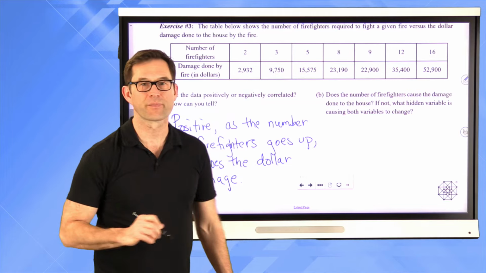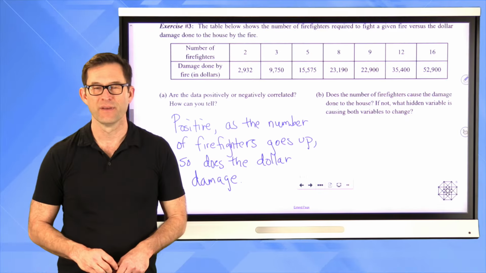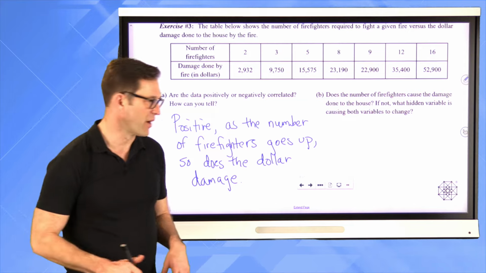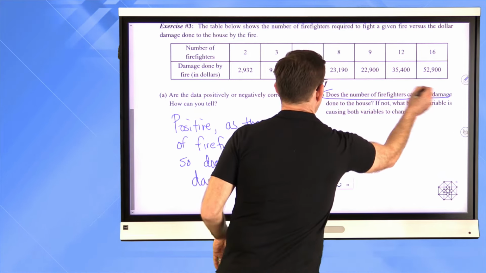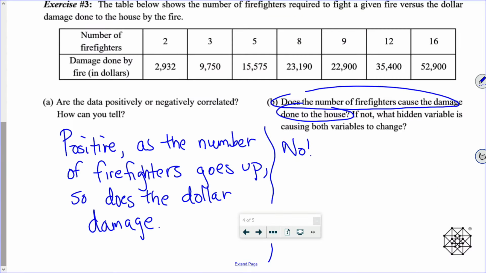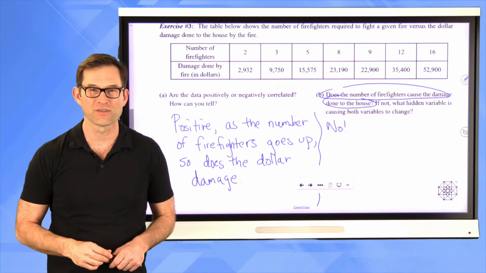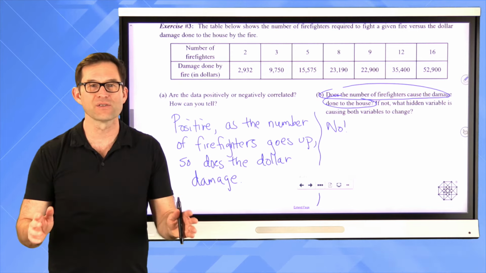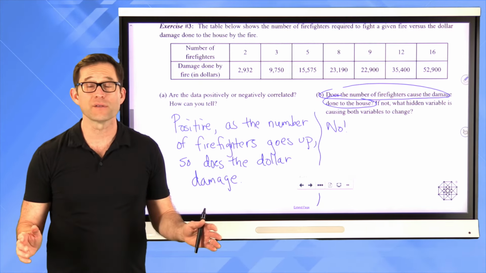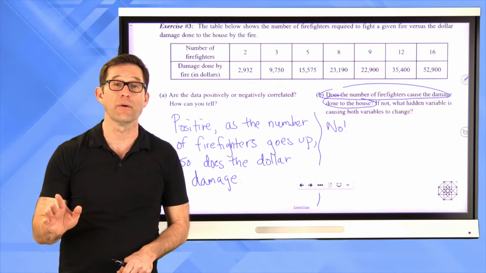All right, letter B. Does the number of firefighters cause the damage done to the house? If not, what is the hidden variable causing both variables to change? Okay, so let's get it right out there. No. Definitely not. This is not causal. The firefighters aren't causing the damage to the house, right? So there is no causal relationship here. If there was, then we would just say, hey, that house is on fire, don't send any firefighters. There'll be no damage, right?